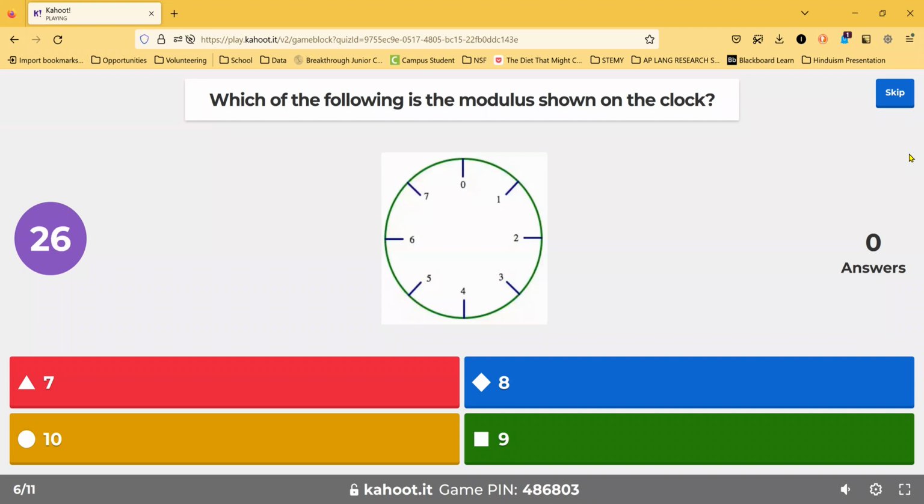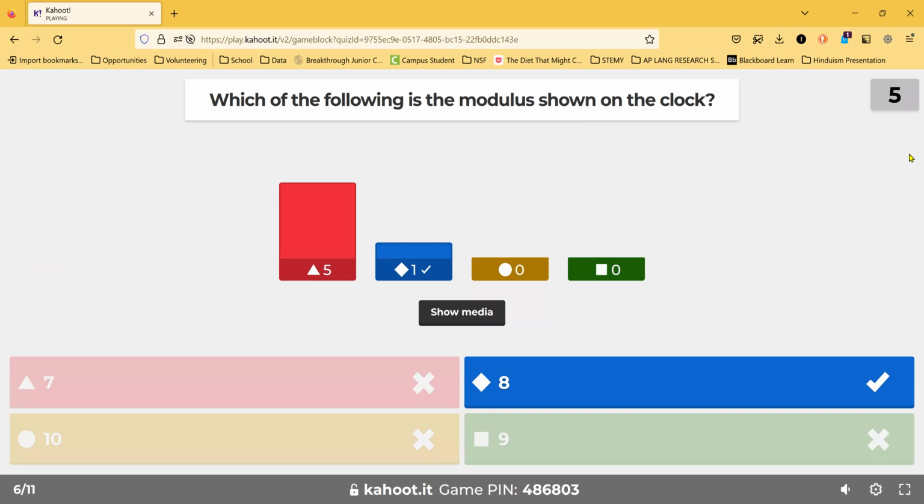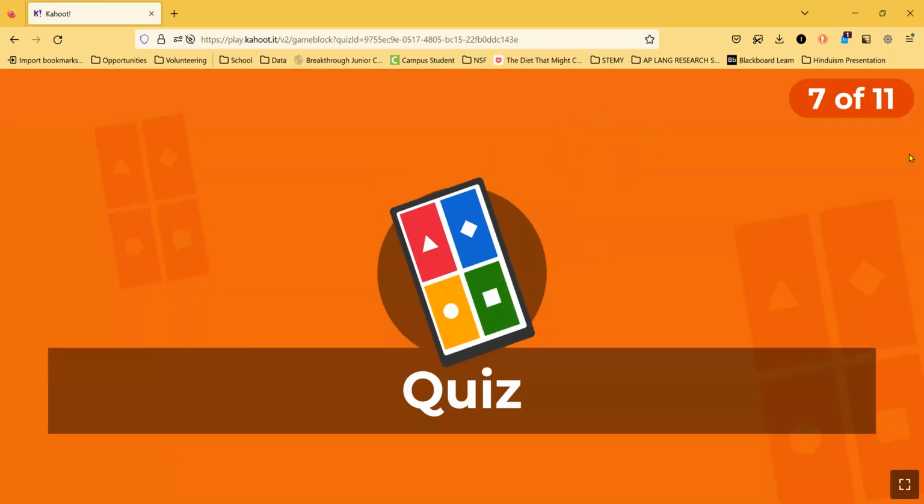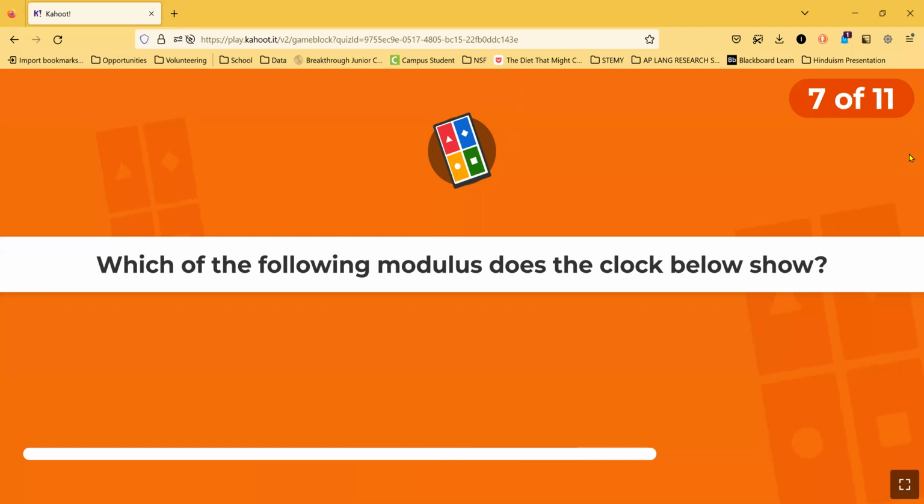Which of the following is the modulus shown on the clock? So on this specific clock, it is 8, not 7, because remember on a normal clock, we have 12 sections. On this clock, we have 8 sections, despite it being numbered 0 through 7. So remember for mod 8, you can have any answers between 0 and less than 8.